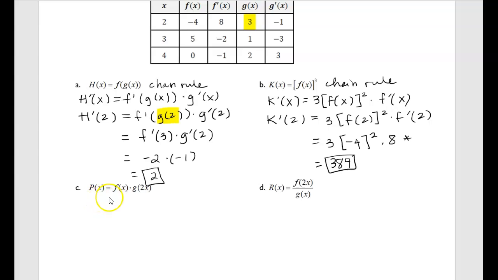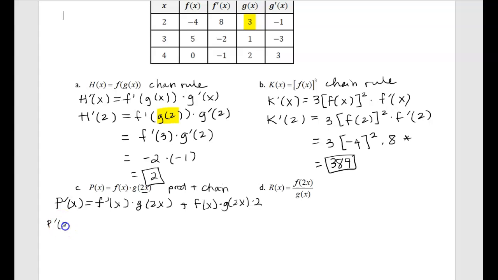In part C, we have p of x equals f of x times g of 2x. In that case, I have these two functions being multiplied, so I know I'm going to use the product rule. But there's also this 2x inside of the g, so I'll have to use chain rule as well. So my p prime of x: derivative of the first part is f prime, leave the second part the same, plus the first part times the derivative of the second part. The derivative of the second part is going to be g prime of 2x and then times 2.